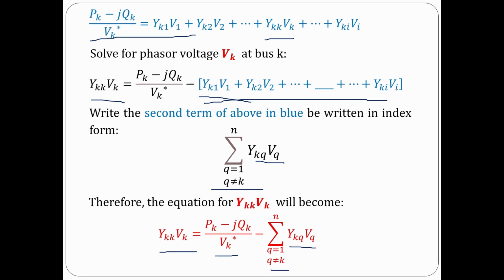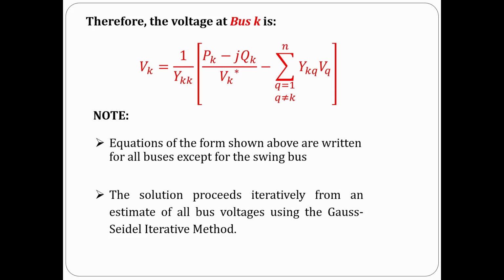Transposing Ykk to the right side, the voltage at bus k is 1 over Ykk times open parenthesis Pk minus jQk over Vk conjugate minus the summation of Ykq Vq from q equals 1 up to n, where q is not equal to k. Note that equations of the form shown above are written for all buses except for the swing bus. The solution proceeds iteratively from an estimate of all bus voltages using the Gauss-Seidel iterative method.